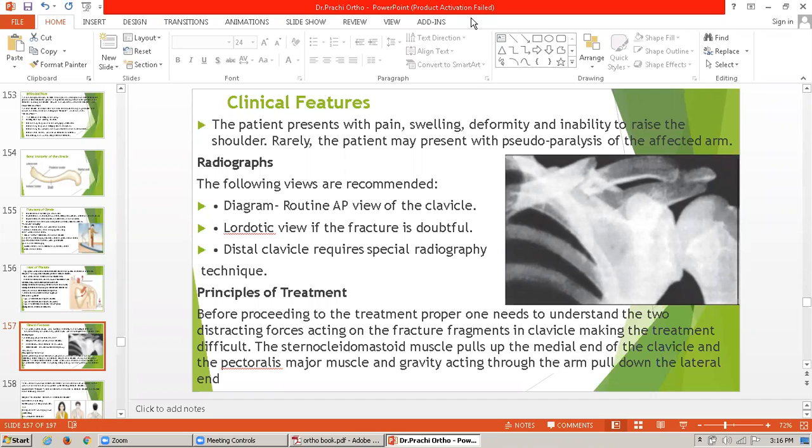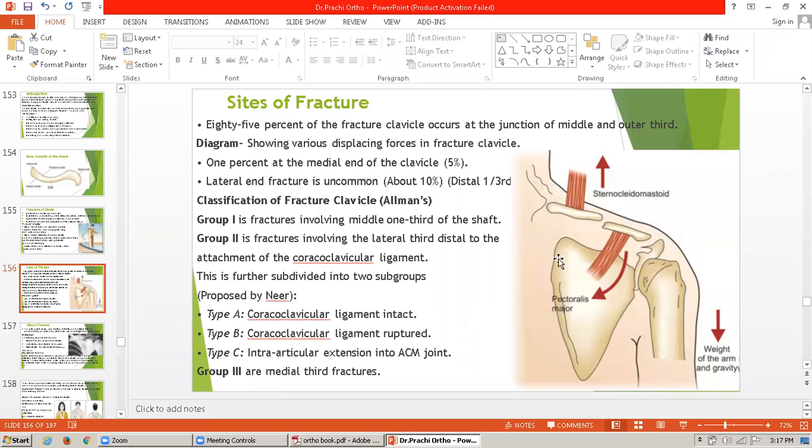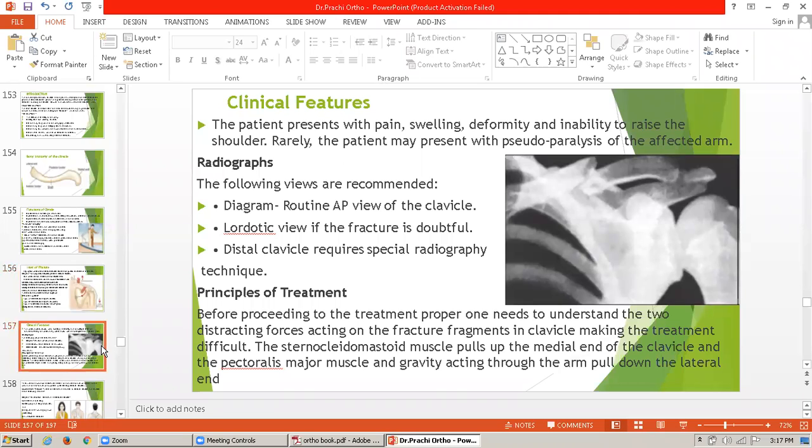The sternomastoid muscle pulls up the medial end of the clavicle, and pectoralis major and gravity acting through the arm pull down the lateral end. So in this diagram we can see how, when a fracture of the clavicle is present, the sternocleidomastoid, pectoralis major, and gravity change the fracture. The sternocleidomastoid pulls up, and pectoralis major and gravity pull down at the lateral end.